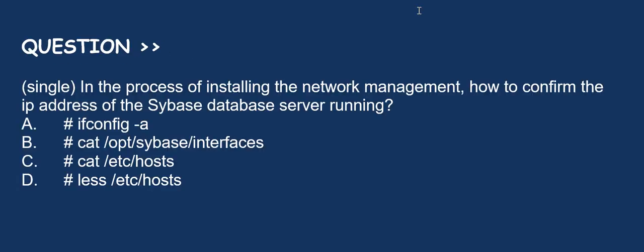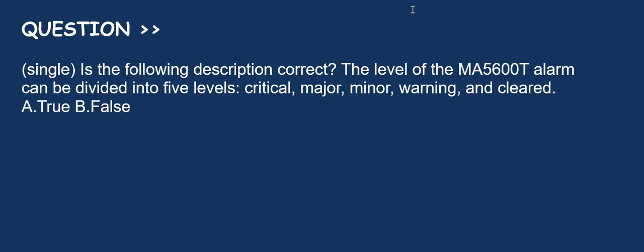Next one. In the process of installing the network management, how to confirm the IP address of the Sybase database server running? Please have a look at the options. The correct answer is option B. The next question is, is the following description correct? The level of the MA5600T alarm can be divided into 5 levels: critical, major, minor, warning and cleared. Option A true, option B false. The correct answer is option A.